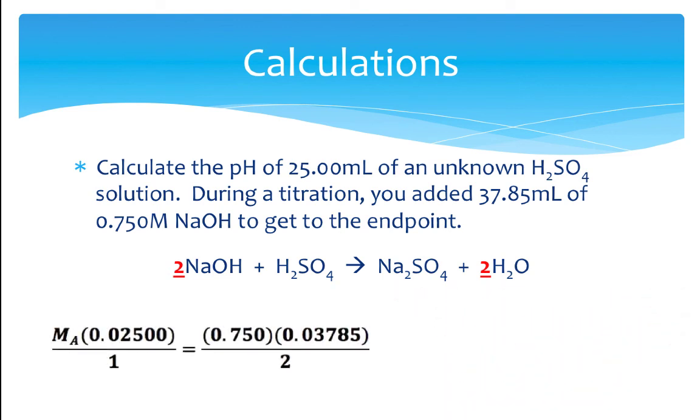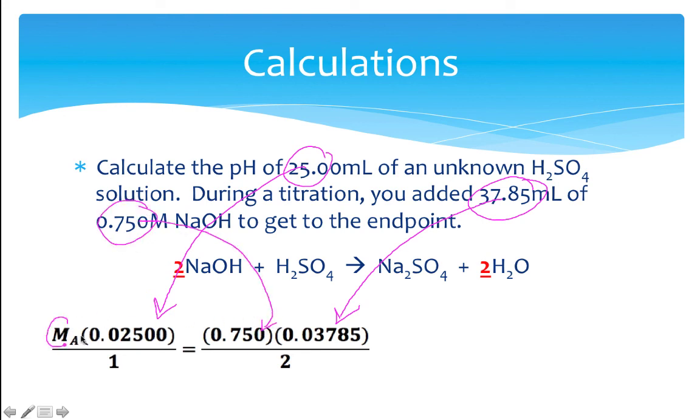So here's our equation, m sub a v sub a over n sub a equals m sub b v sub b over n sub b with the appropriate numbers plugged in. I've got the volume of the acid, which was told to us as 25 milliliters plugged in here. I've got the volume of the base, which was told us as 37.85 milliliters plugged in here. We're told the concentration of the base, which gets plugged in here. Molarity of the acid is what we're solving for. And then last but not least, these coefficients here, the 1 and the 2, end up being the subscript values for n. That got a little messy, but all we're doing is plugging the appropriate numbers in the appropriate place.